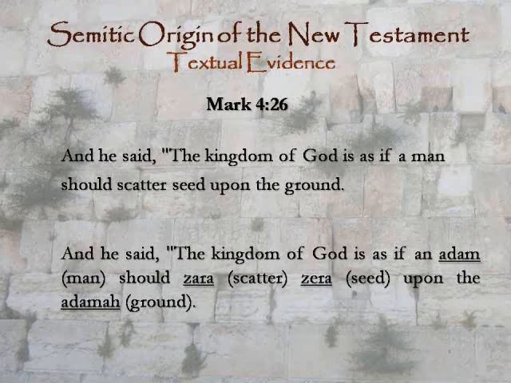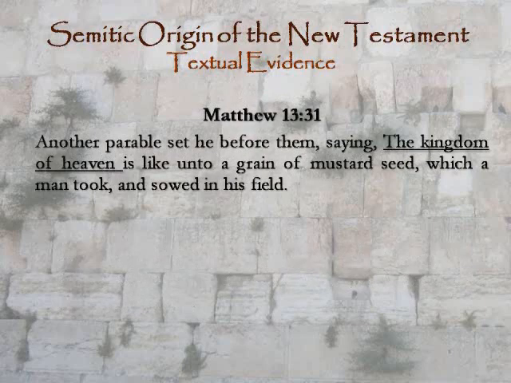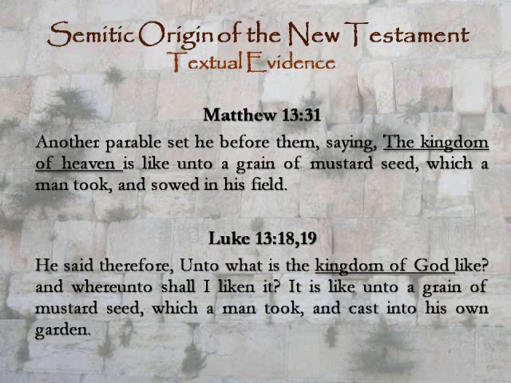This very same parable is found in the book of Matthew. In Matthew it says, "Another parable set he before them, saying, the kingdom of heaven, Malkut HaShemayim, is like unto a grain of mustard seed, which a man took and sowed in his field." In Luke, this same verse reads, "He said therefore, unto what is the kingdom of God like? And whereunto shall I liken it? It is also like unto a grain of mustard seed, which a man took and cast into his own garden." It's the same parable, one parable, but recorded by two individuals.